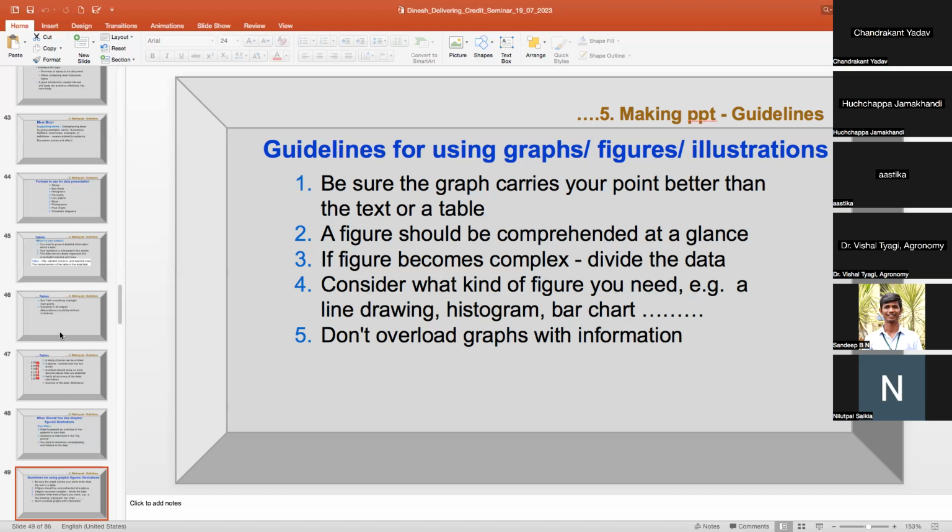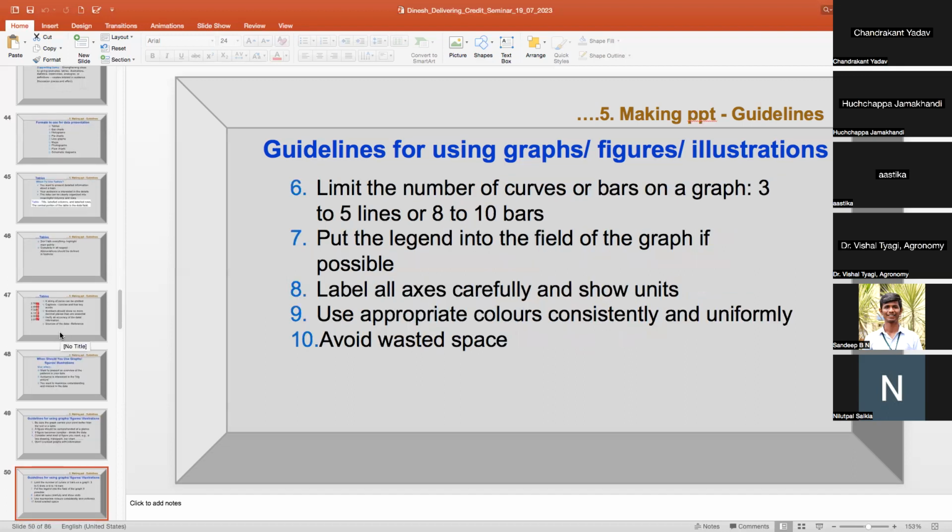Don't overload the graph with information. They have to be simple. Data should be normal data. Limit the number of curves or bars on a graph. 3 to 5 lines. You should not have more than 3 to 5 lines. If you have more than 3 to 5 lines, then you can go for other options like presenting your data in a table. And if you have bars, 8 to 10 bars.